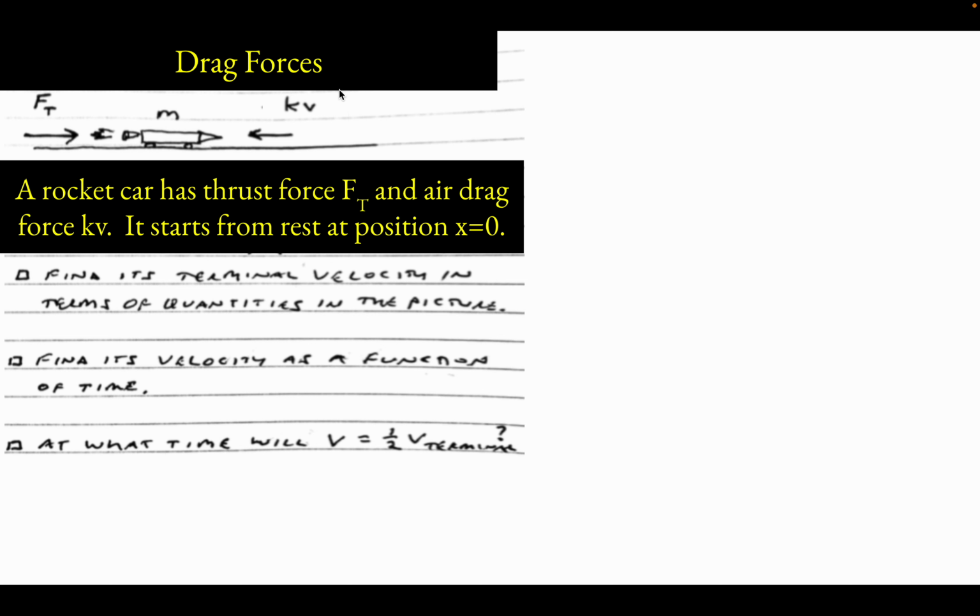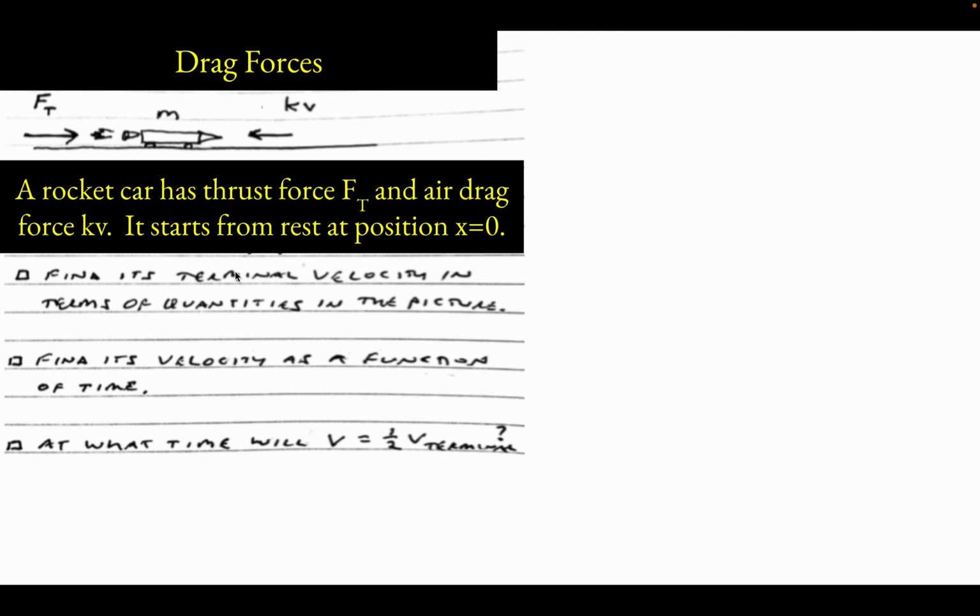All right, finally, we're going to take a look at drag forces. An example would be air friction. Drag forces tend to depend on velocity in some way. Here we're going to look at one that's just linear in velocity. We have a rocket car that has a thrust force F sub t, and an air drag force that's proportional to velocity. The rocket's going to start from rest at x equals 0. The rocket will turn on, it'll take off, and drag will start acting on it.